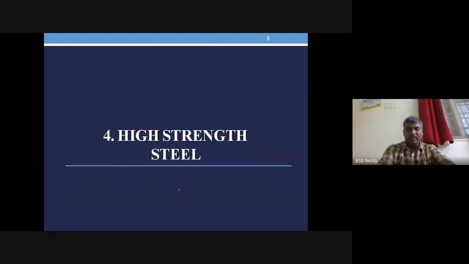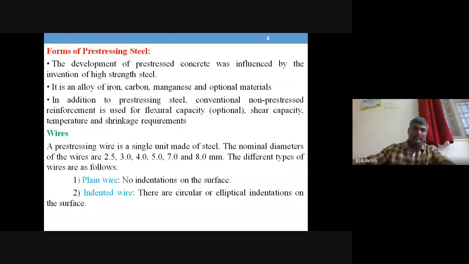Right. So, what is high strength steel? The strength of steel having 4 to 5 times of normal steel, what we termed as high strength steel. It is defined earlier in the introduction content itself, right? So the development of pre-stressed concrete was actually influenced by the invention of high-strength steel.